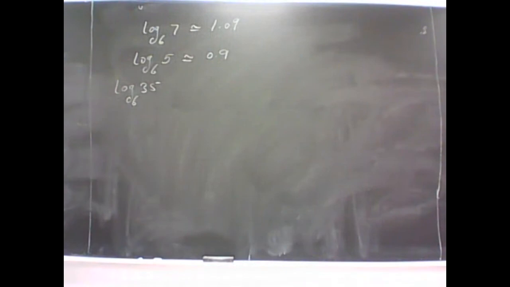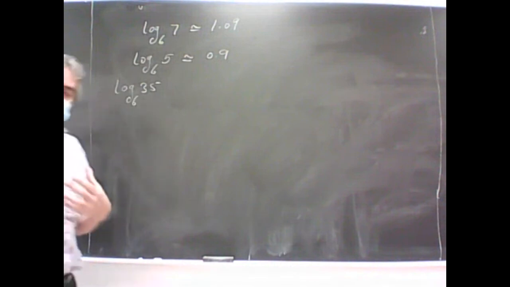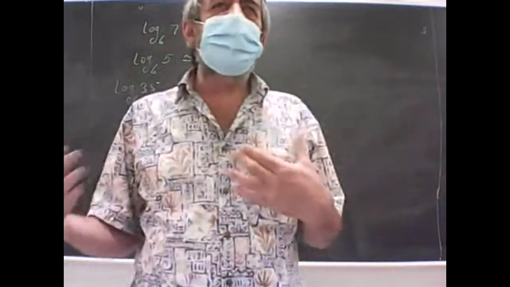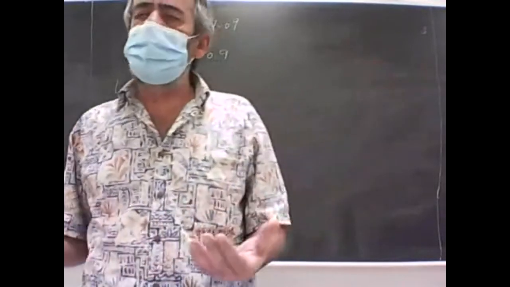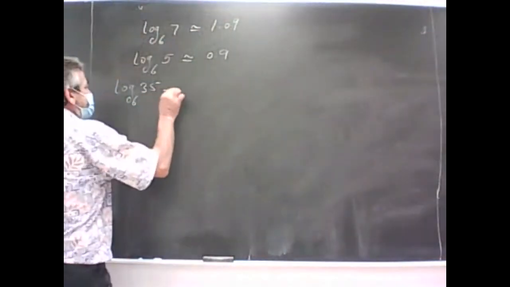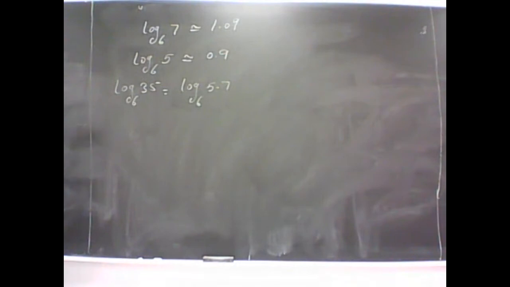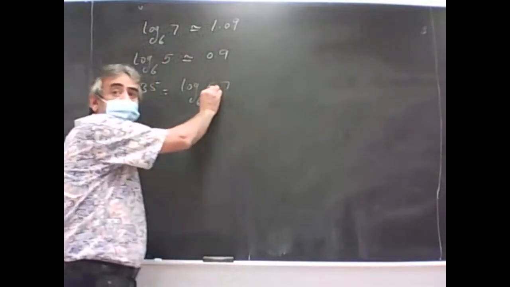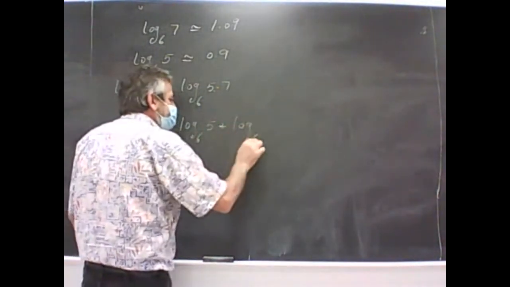We can use the properties that we just looked at. We need to think of what is given to us, log of 5 and log of 7. I can think of 35 in terms of 5 and 7. How do I change 35 to become 5s and 7s? Multiplication. Instead of saying log of 35, I can say this is the same thing as log base 6 of 5 times 7. We could also say, based on the product rule, this gives me log base 6 of 5 plus log base 6 of 7.